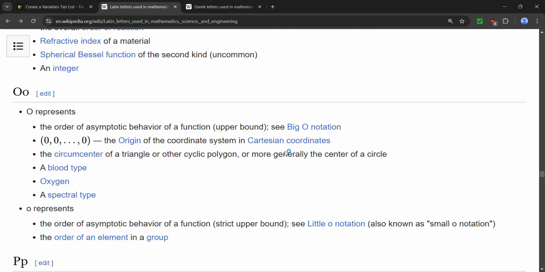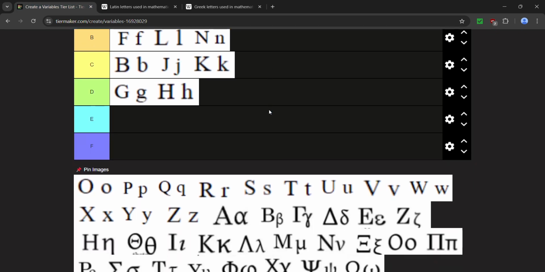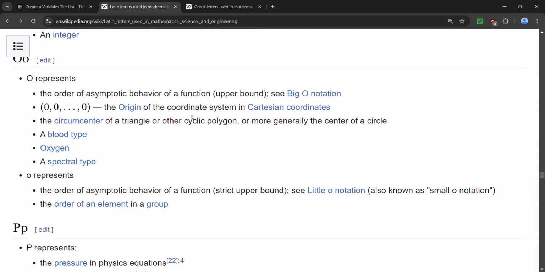Oh, I think we're finally getting into our really low tiers here. Big O notation. Okay. O blood type, oxygen, and the origin. I mean, I guess those have some use, but I still got to put this F tier. You can never use this in a regular equation, right? Because everyone's going to think it's a zero. So yeah, I'm sorry, O, but you're going to be our first F tier of the night.